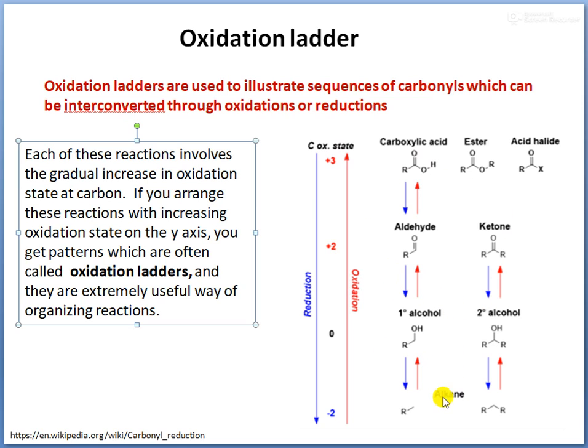In this, at the bottommost part, there is an alkane which is oxidized to a primary or a secondary alcohol, which is again oxidized to an aldehyde or a ketone. And the higher members of the oxidation ladder are carboxylic acid, ester, or acid halides. As you climb up the ladder, the oxidation state of the carbon is increasing, and as you go down the ladder, the oxidation state of carbon is decreasing.